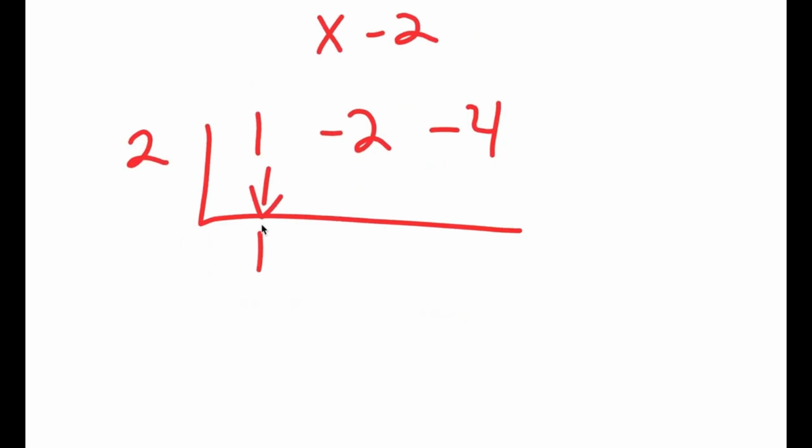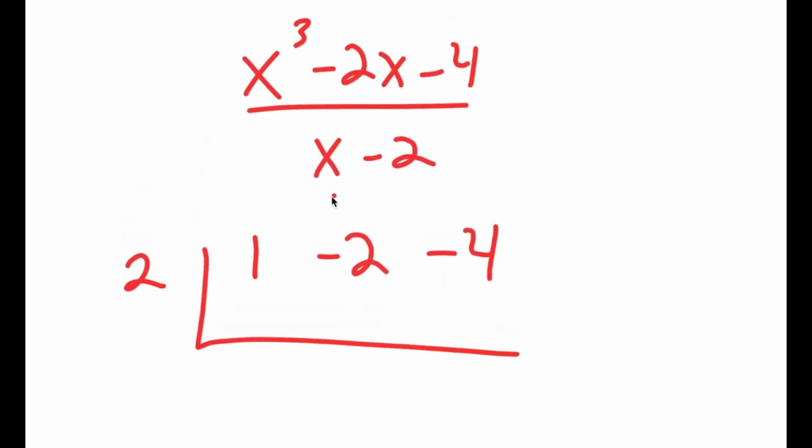I'm going to bring down 1. 2 times 1 is 2. -2 plus 2 is 0. Sorry, I actually did something wrong. We should have a 0 in here because, remember, we have a missing power of 2. So because there's no power of 2 here, we just put a 0.